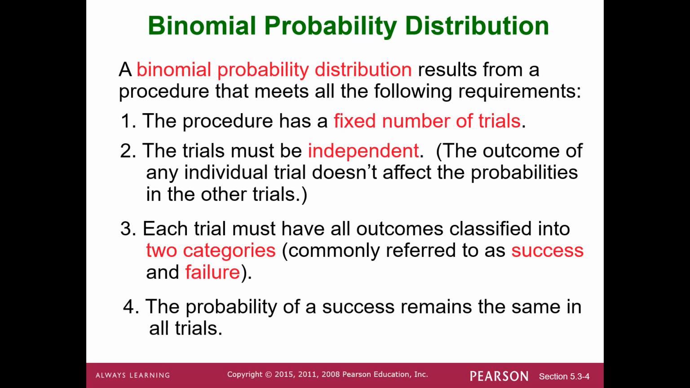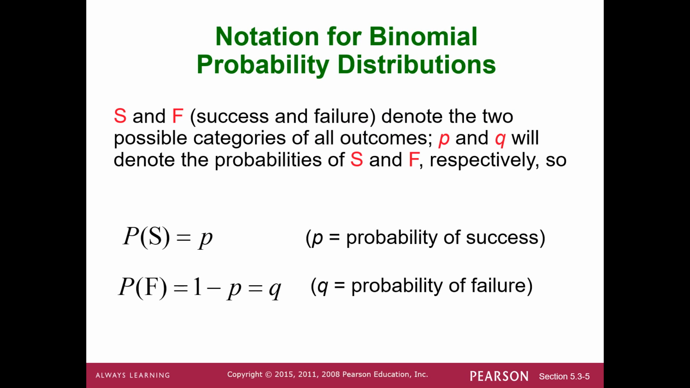So let's look at some notation now for this binomial probability distribution. We refer to S and F as success and failure, and they denote the two possible categories. So for all outcomes, P and Q will denote the probabilities of S and F. The probability of success is little p, and the complement of the probability of success is the probability of failure. So that's going to be 1 minus p, which we'll call q. So it turns out p plus q will add up to 1 whole.